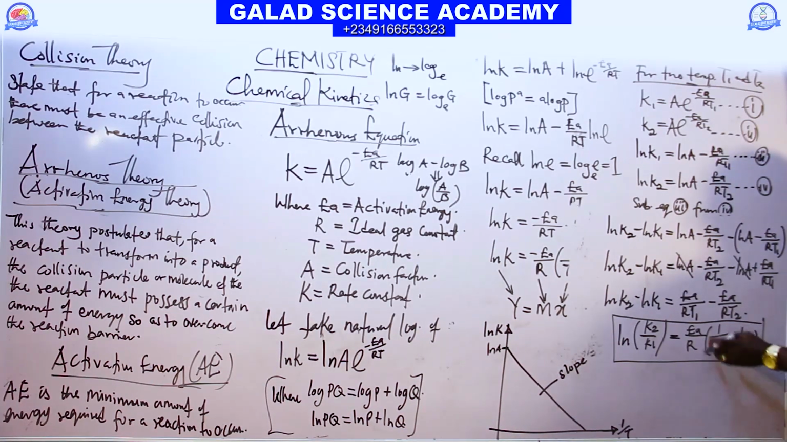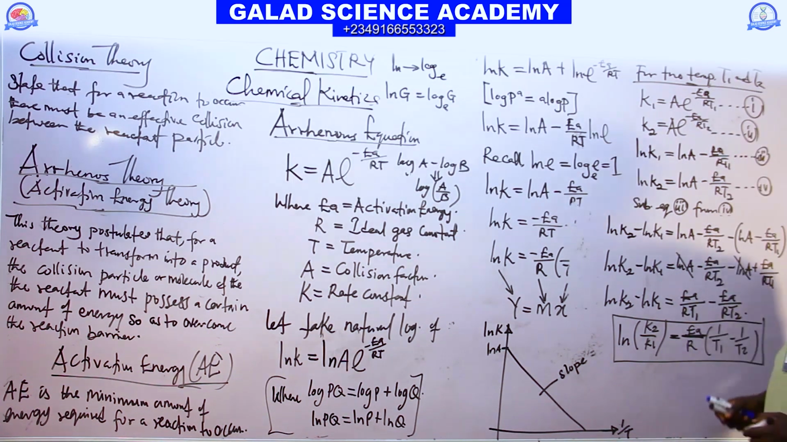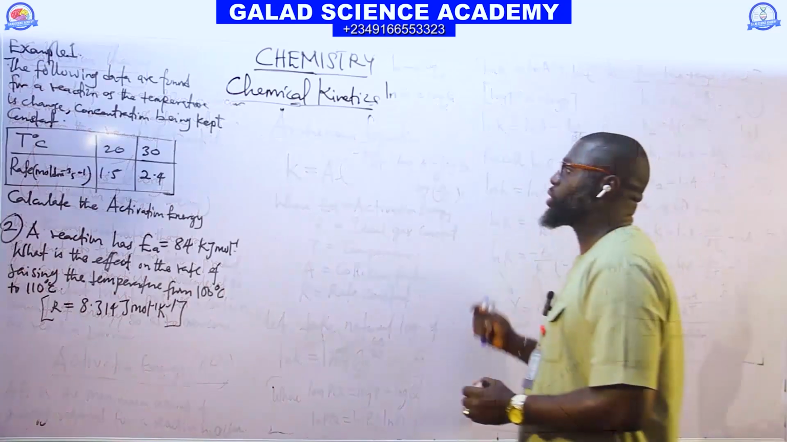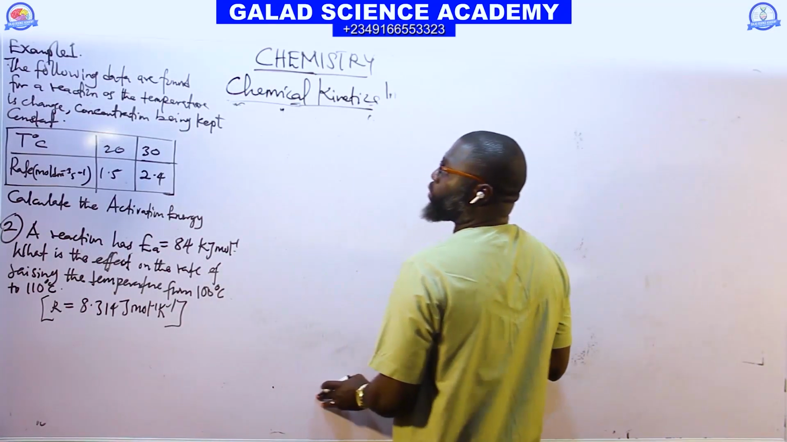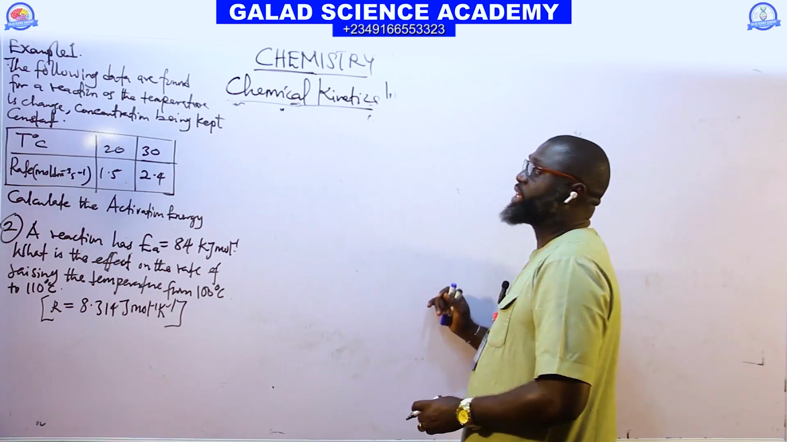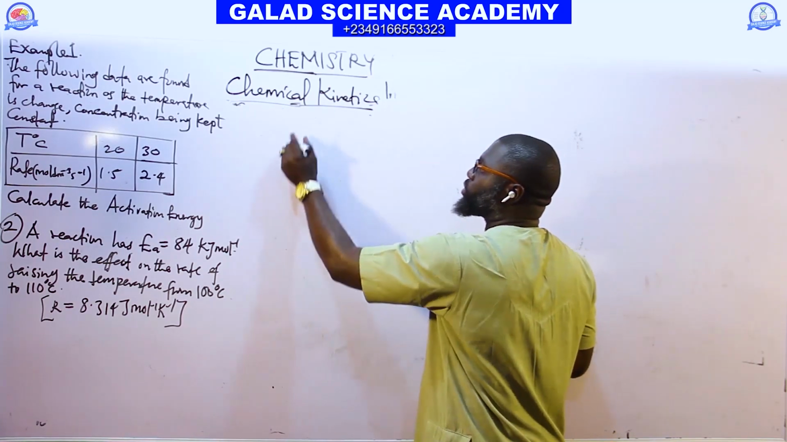So this is the formula used to calculate activation energy. We are given rate constant 1 and rate constant 2, the gas constant, and the two temperatures, and you are now asked to find the activation energy. We apply this formula. Let us look at how we are going to use this formula to solve questions, the solution for these two questions on how to use the Arrhenius equation.